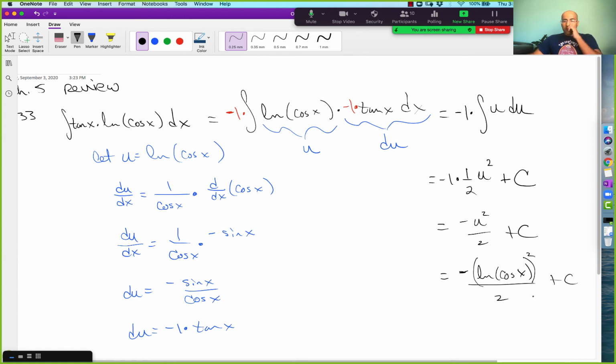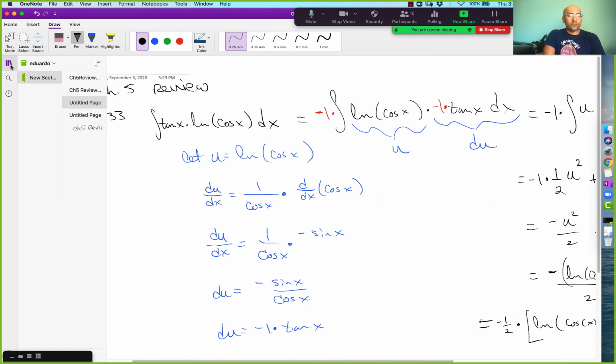Questions? This looks kind of messy. Maybe it would look a little neater if I wrote it as -1/2 out in front. And then, well, there's just no way to not make this messy. Like that, and then that whole thing gets squared plus a constant. Any questions about this one? No? We're good.